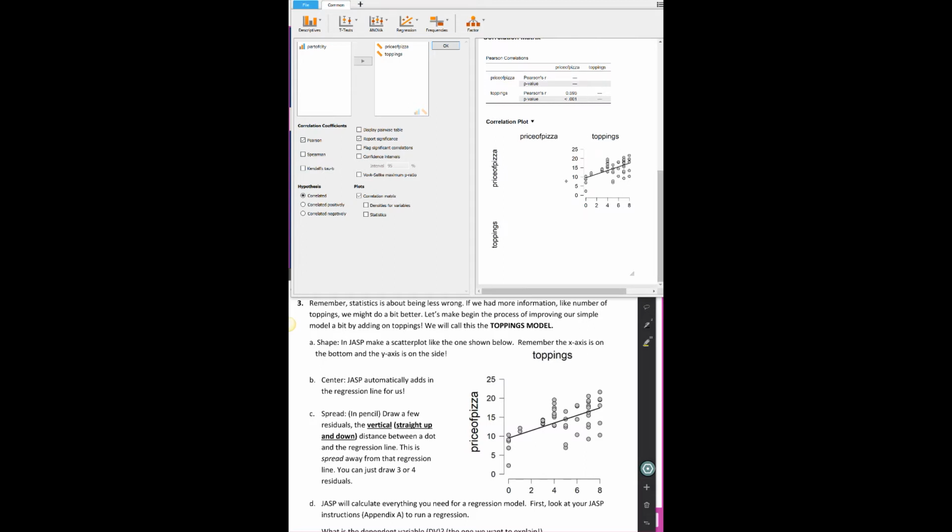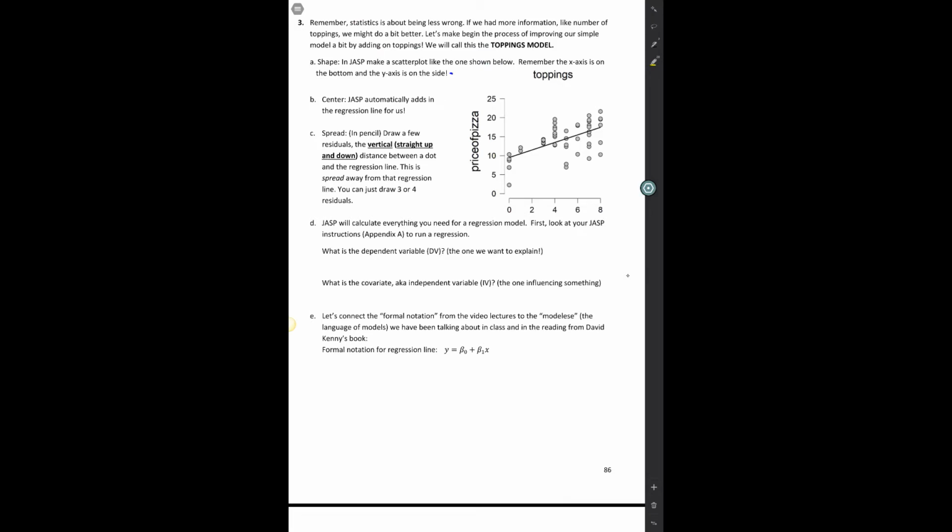Now it's going to maybe look a little different from the workbook because it's a different version of JASP, but this is where this graph comes from. So we can see the relationship between the number of toppings on the pizza. Down on the bottom, you can see the 0, 2, 4, 6, 8. That's how many toppings there are. And then on our y-axis, we can see how much the pizza cost. So for the shape, we make the scatter plot. And remember that the x-axis is on the bottom and the y-axis is the one over on the side.